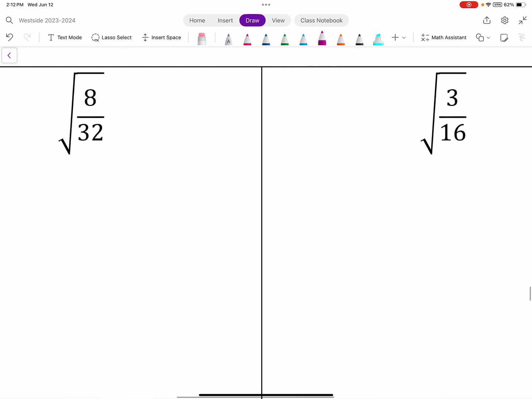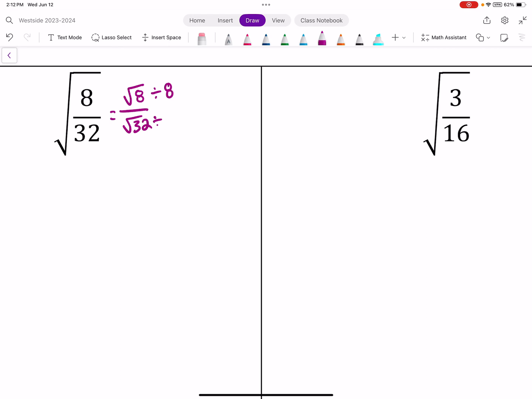So I'm going to go ahead and do the square root of 8 over 32. So if I do this, the square root of 8 over the square root of 32, neither of those are perfect squares. And so what I'm going to do is reduce my fraction. Remember, when we reduce a fraction, we divide the numerator and the denominator by the same number. So I'm going to divide them both by 8. And so that's going to allow me to have the square root of 1 over the square root of 4. Well, the square root of 1 is 1, and the square root of 4 is just 2. So my final answer would be 1/2.